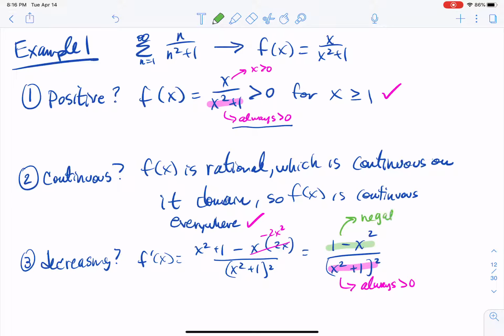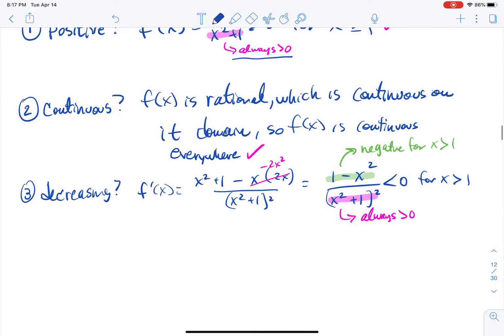So it is negative for x greater than 1. If x were equal to 1, it'd be 0, but if it's greater than 1, then that x squared is bigger, and so it'll take on that sign. So we're going to say that this thing is less than 0 for x greater than 1. What does that mean? If your derivative is negative, that means that your function must be decreasing, right? Since f prime of x is less than 0 for x greater than 1, we can conclude f of x is decreasing.